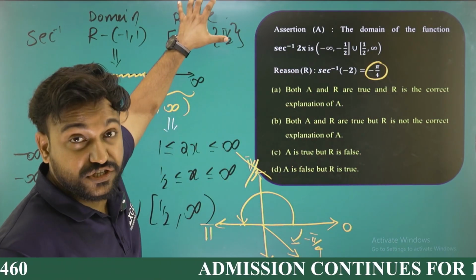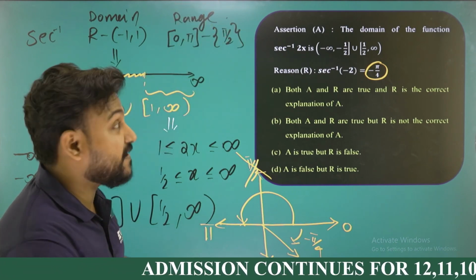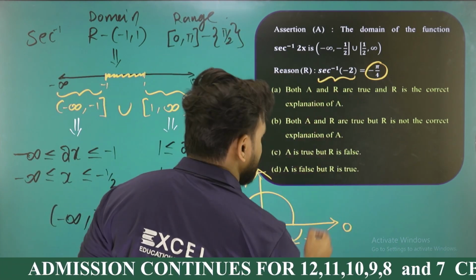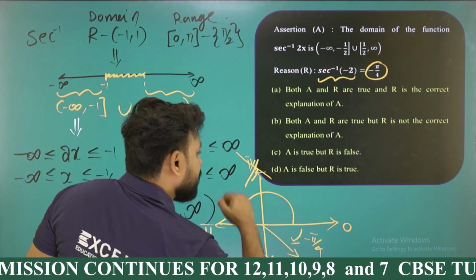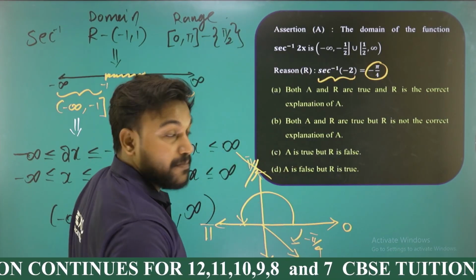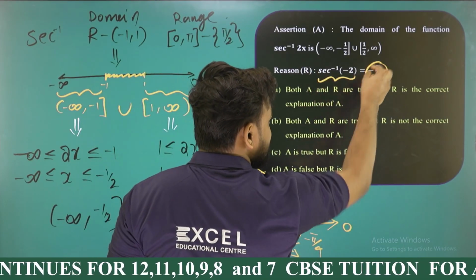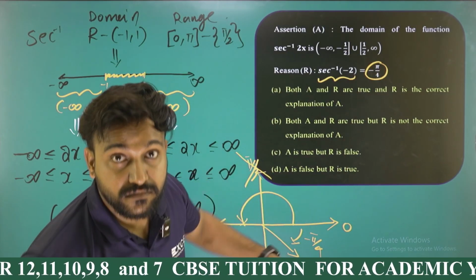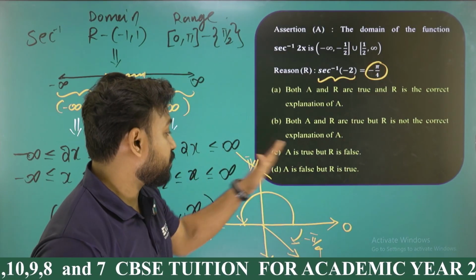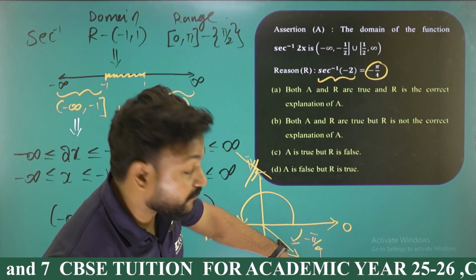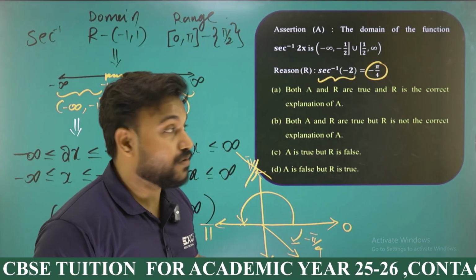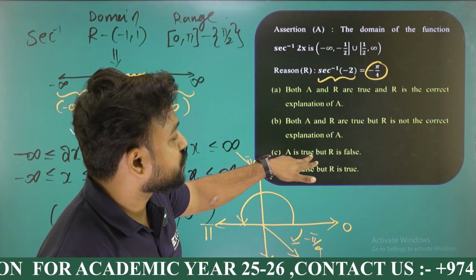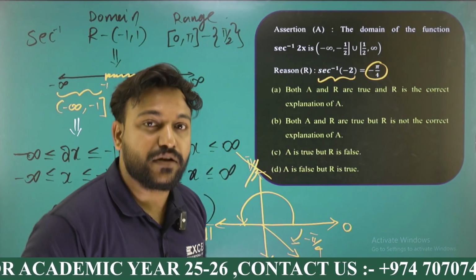So the range says that the value for any sec function is between 0 to pi but not pi by 2. But they said the value of sec inverse minus 2 is minus pi by 4. So it's here. No, it's not allowed. 0 to pi by 2 is the positive direction. This negative pi by 4 is the negative direction. So the reason is false, the assertion is true. A is true or it's false. We can go to the next question.